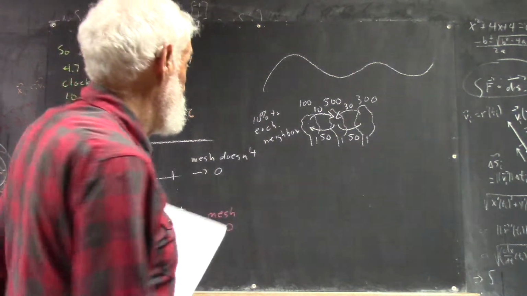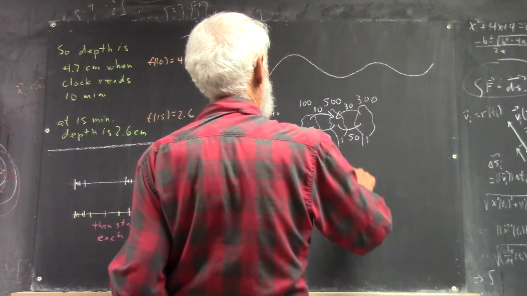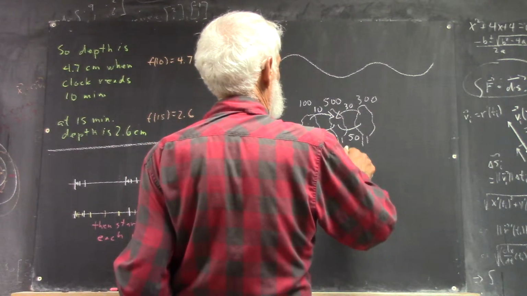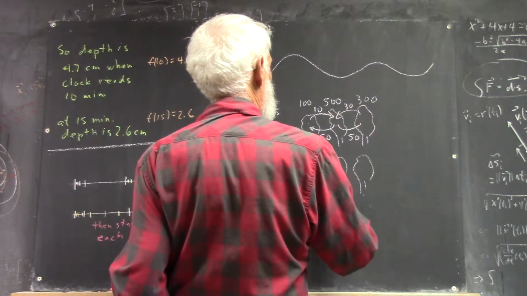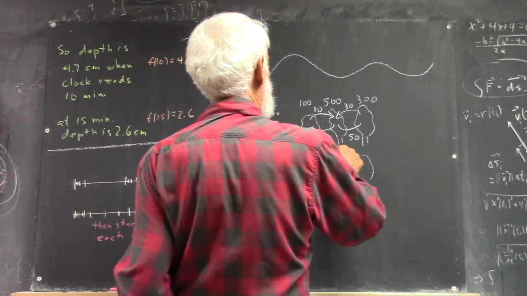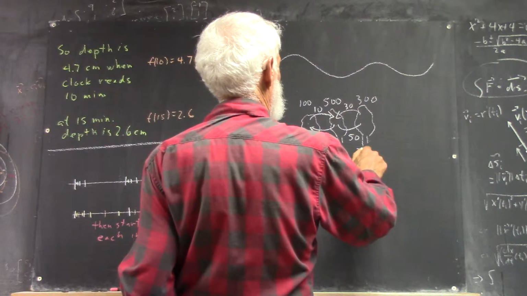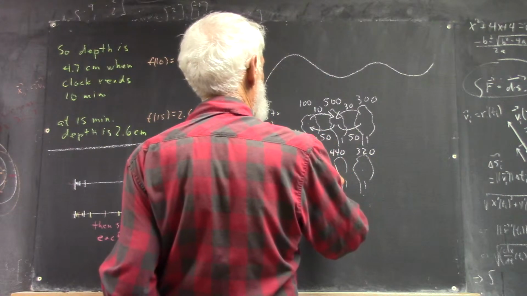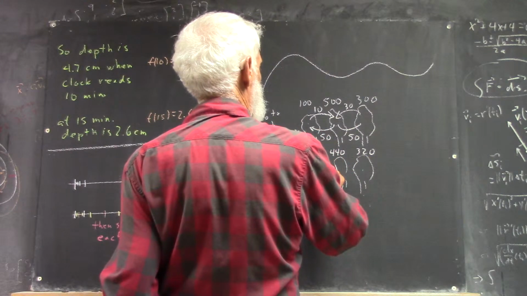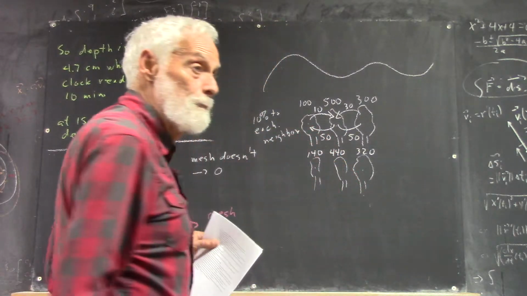Okay? So you can easily figure out that the next transition, you're going to lose 100 here, you're going to gain 40. So you're going to lose 60, you're going to have 440. This one's going to gain 20, it's going to be 320. This one's going to lose 40, now gain 40, so it's going to be 140. And then you can do it again, right?